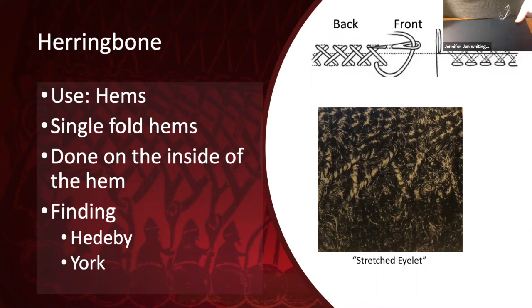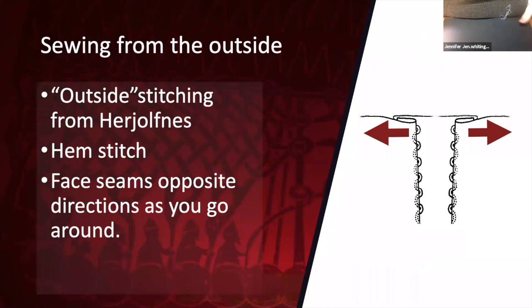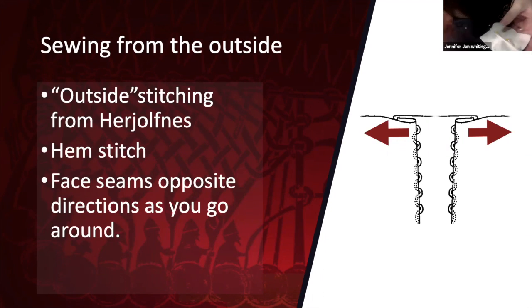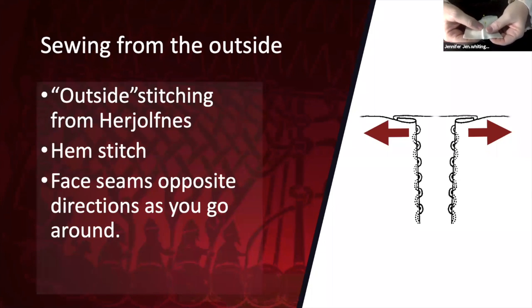All right, in the interest of time, we are going to move forward. There is a stitch at Herjolfsnes that plagues a lot of people. They don't know what to do with it. They say that things were sewn from the outside, and I just wanted to share with you what that means. In this case, I have a fold of fabric laid over top of a flat piece of fabric, and I have that folded in there. So I am going to show you what that means.